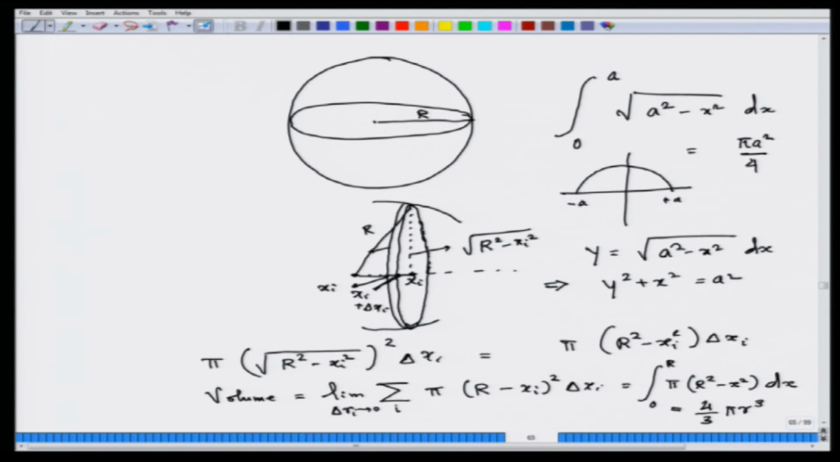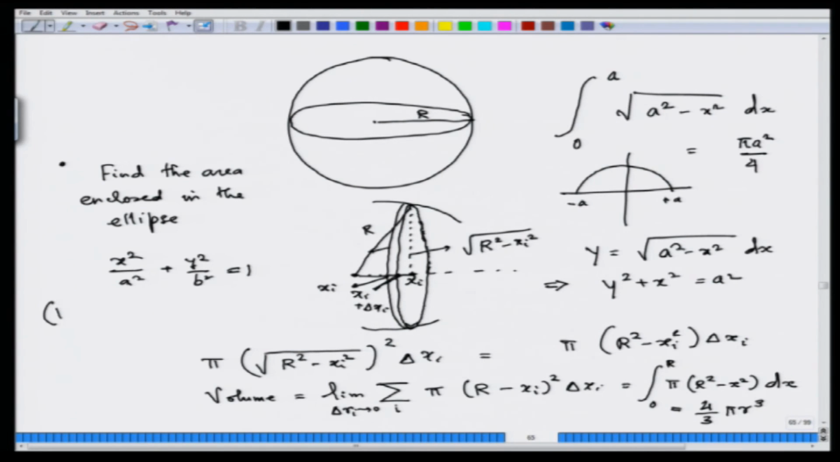So, I will leave you an exercise: without really integrating, find the area enclosed in the ellipse. Do not compute the integral by hand.